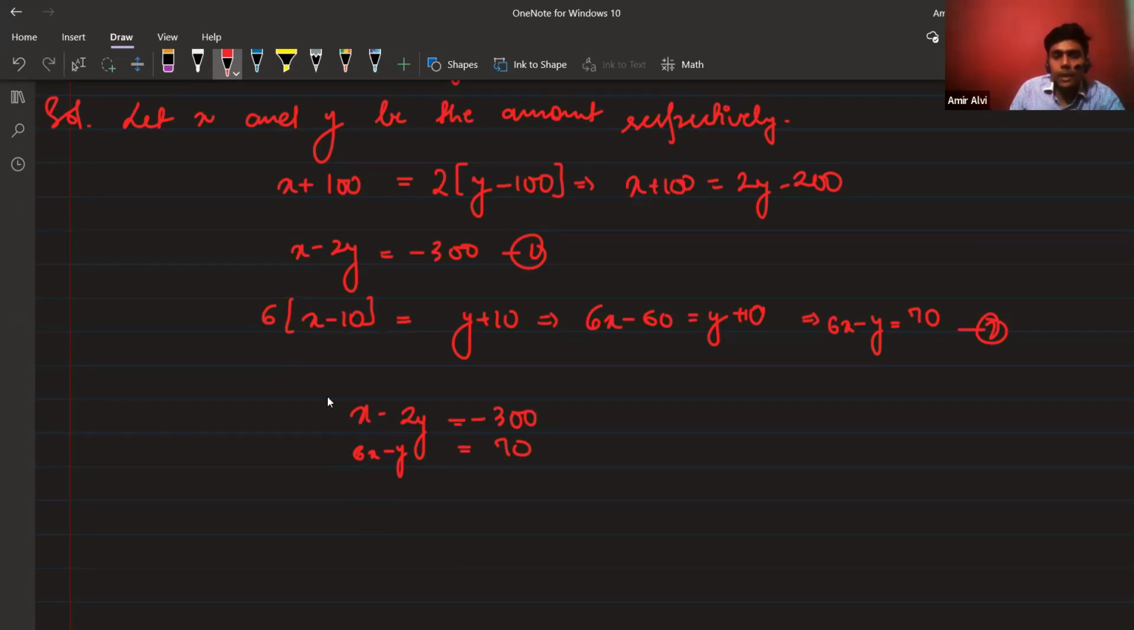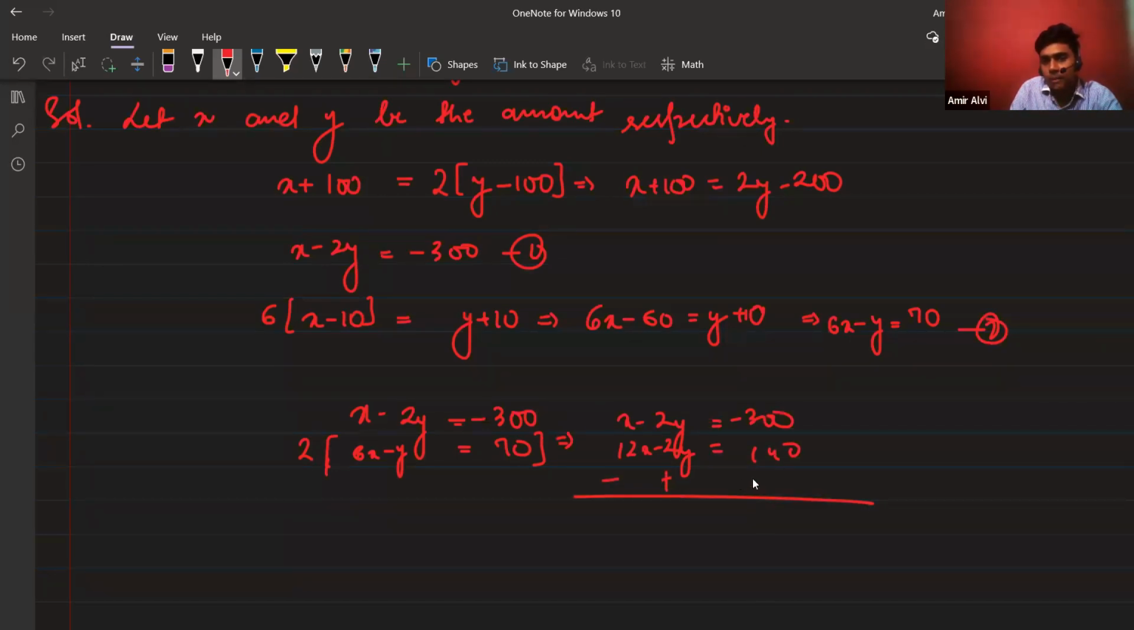So you can multiply this with 2 to get the value 2y. Yes or no? x minus 2y equals minus 300. And 12x minus 2y equals 140. Minus, plus, and minus. Yes or no? 2y will be cancelled out, and minus of 13x will be there. Not 13x, 11x, sorry. Minus of 11x will be there.